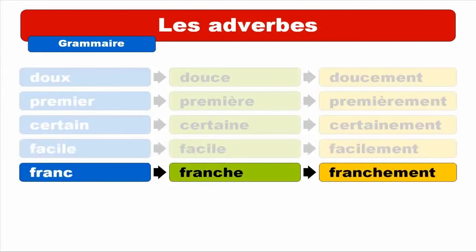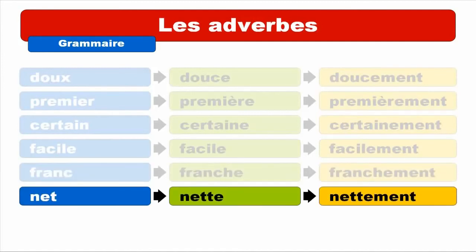Next one is a bit more difficult, but not that much. The masculine form is franc. You don't pronounce the final C. Franc, repeat. Feminine form is franche. I insist a little bit on the sh at the end, just to show you how you should pronounce it. Franche, repeat. And then franchement. Repeat. Franchement.